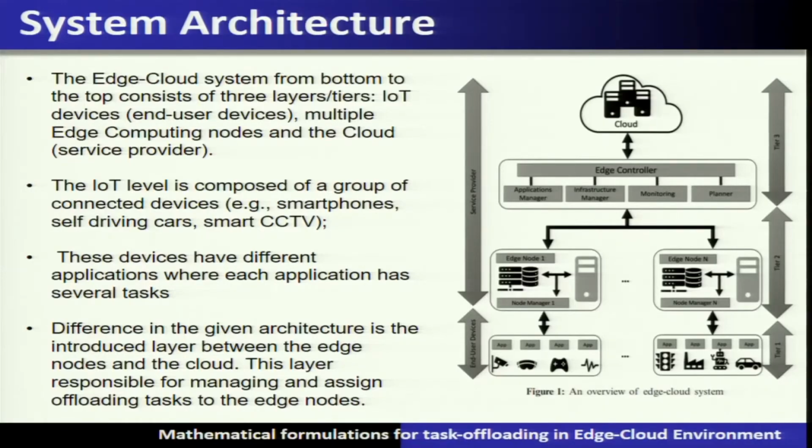So, let us get started with that edge IoT architecture to support this IoT task offloading and scheduling for different resource management. This edge IoT system, we are going to explain the architecture of the edge cloud system. To explain this architecture of an edge cloud system, we consider a 3-layer or 3-tier model, and we will explain from bottom to the top.